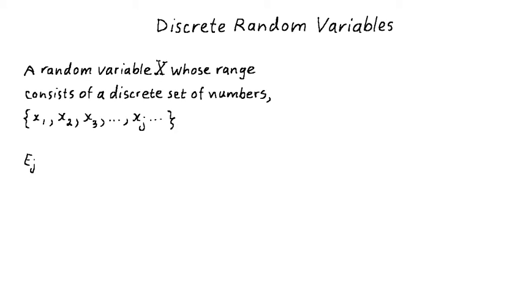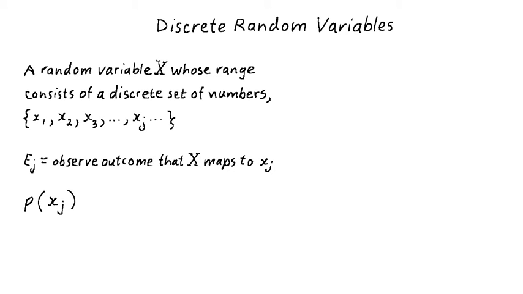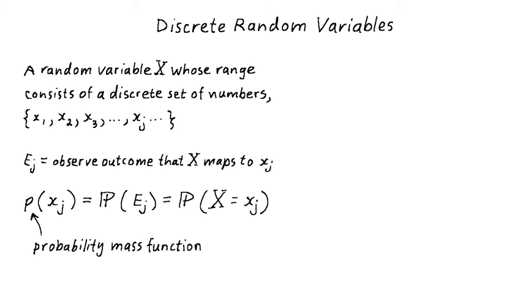Now, consider Ej defined as the event we observe an outcome that our discrete random variable, capital X, maps to the number lowercase xj. We'll use Ej to define a new function, lowercase p of xj. This function is equal to the probability of the event Ej, or simply, the probability of the event that capital X is equal to lowercase xj. We call lowercase p the probability mass function.